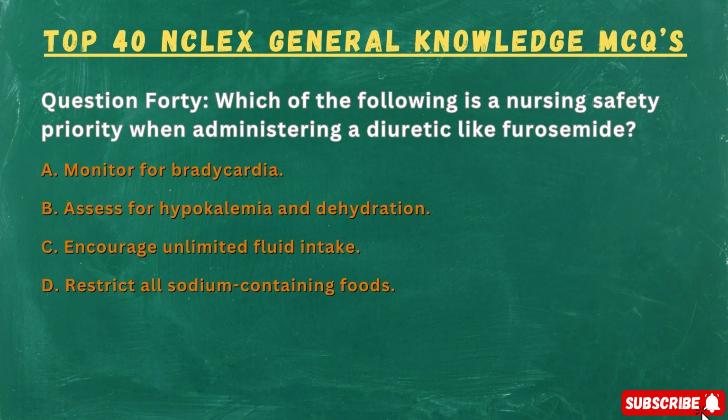Question 40. Which of the following is a nursing safety priority when administering a diuretic like furosemide? A. Monitor for bradycardia. B. Assess for hypokalemia and dehydration. C. Encourage unlimited fluid intake. D. Restrict all sodium-containing foods. Answer: B. Assess for hypokalemia and dehydration.